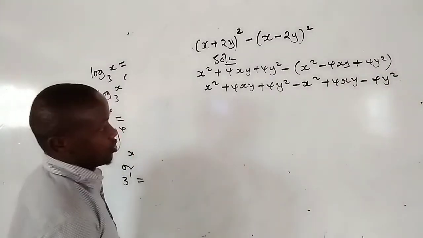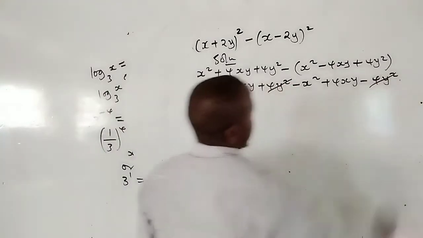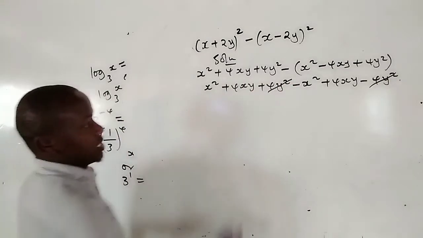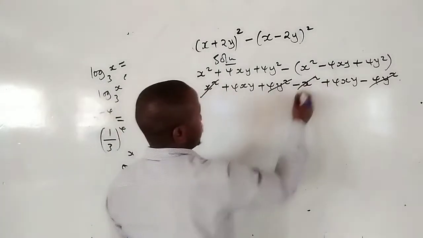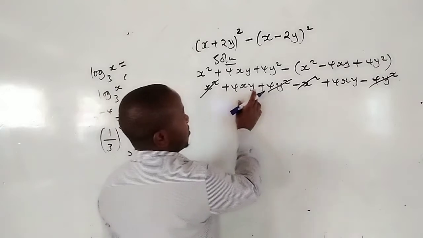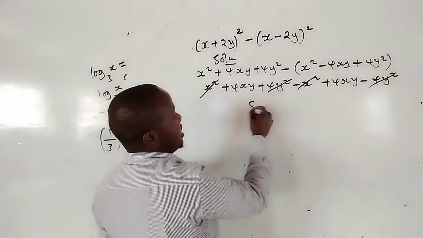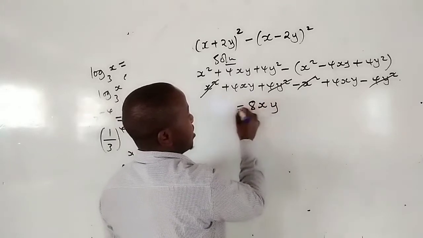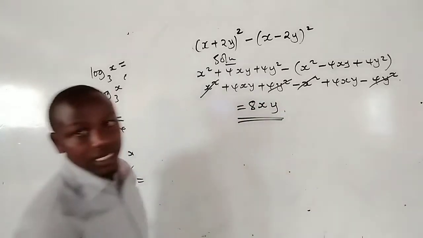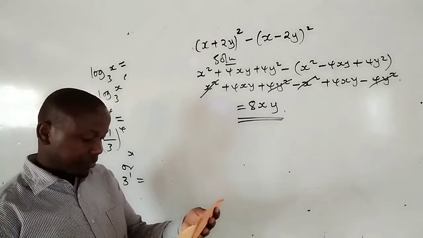So grouping like terms together, 4y squared and negative 4y squared cancel out. x squared and x squared cancel out. Then 4xy plus 4xy becomes 8xy. So this is the simplest form of the expression.